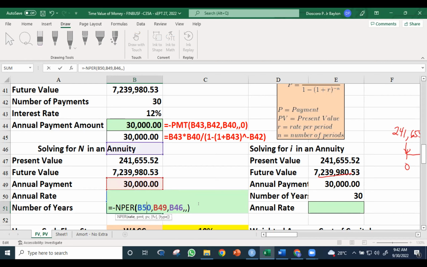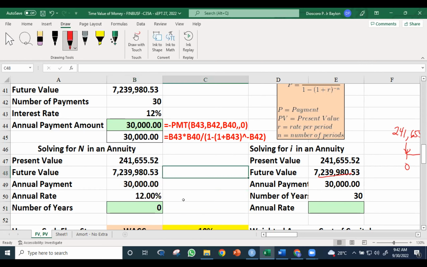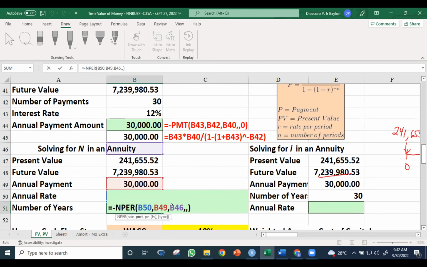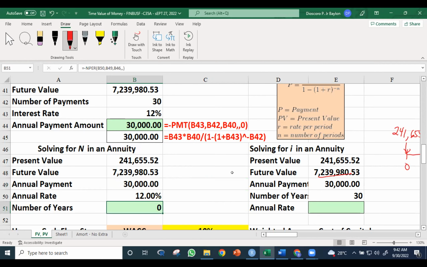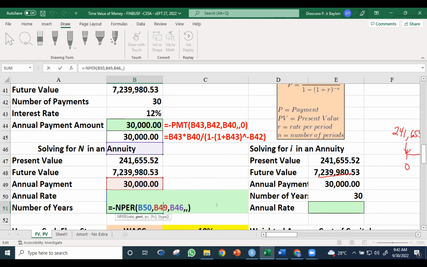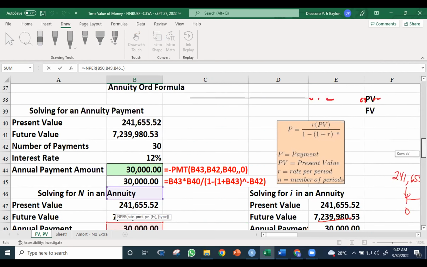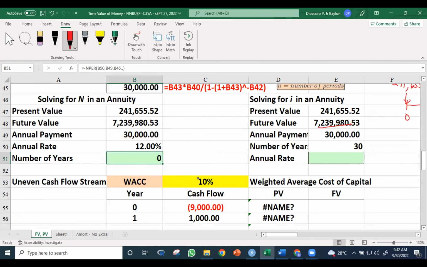All right. First, this is the rate. What's the rate? B50. That's 12%. And then next is PMT. What's PMT, guys? It's 30,000. And then PV. Let me change my strategy. Let's do it this way, class, because I want to see. All right. Any volunteer who would like to share his or her screen so that we can analyze the answer?